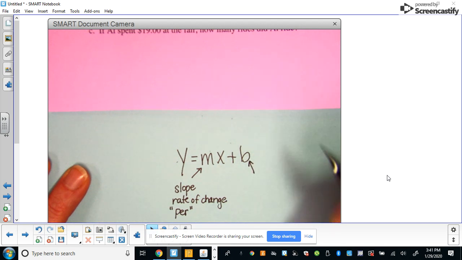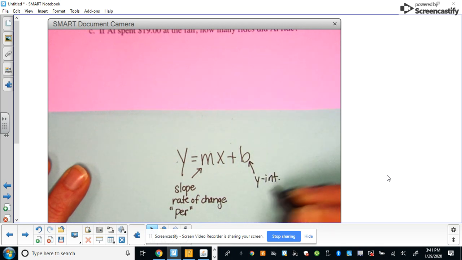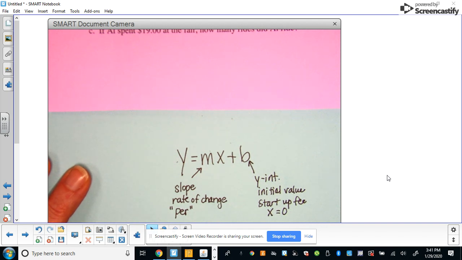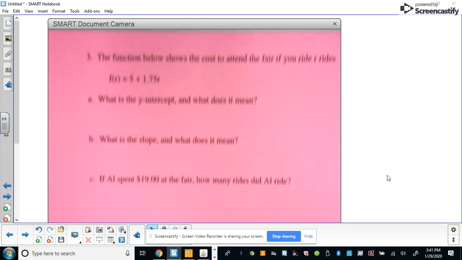And then here we have your y-intercept. That is your initial value or fee, your startup fee. That's if you didn't have to pay anything else, this is what it would be. Or if you're looking at a table or graph, that's where your x equals 0 every time. So we're going to focus on those concepts with a few example problems.